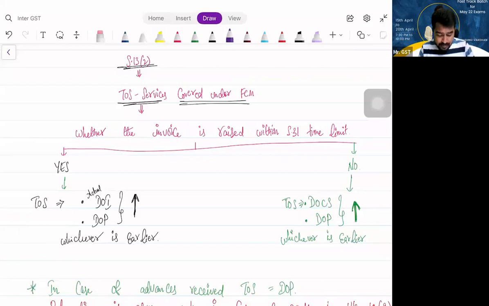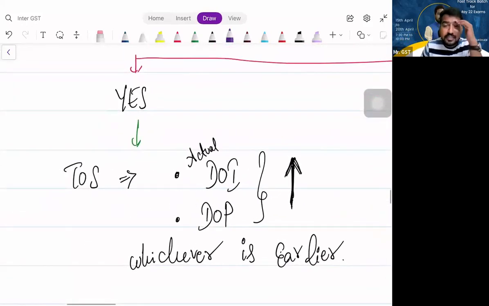If your answer is yes, what is the time of supply? Date of invoice or date of payment, whichever is earlier. Date of invoice means actual date of invoice. Is it clear?